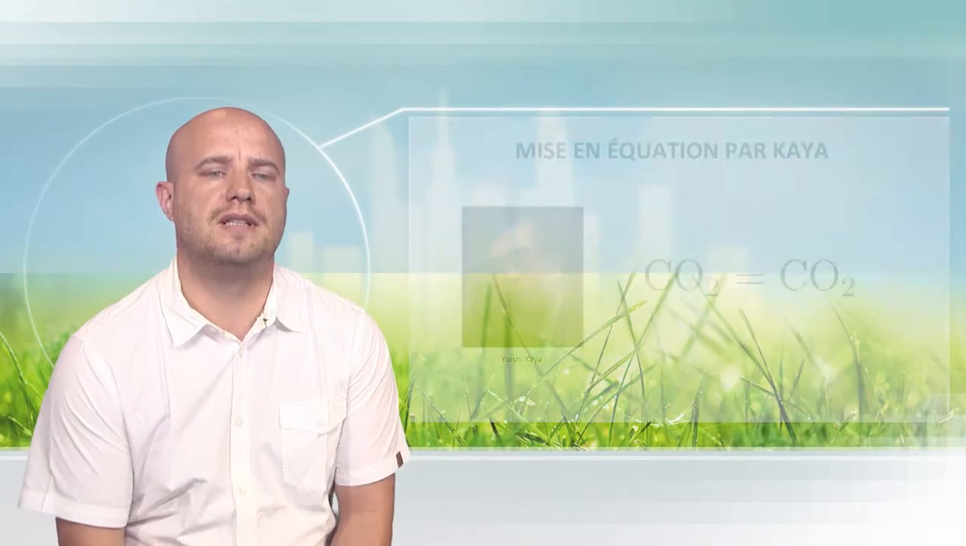I'm going to tell you about Kaya's equation. This equation is called Kaya after a Japanese economist who in the 90s wanted to identify determining parameters for greenhouse effect gas emission, especially carbon dioxide. Yoshi Kaya started from a simple observation.